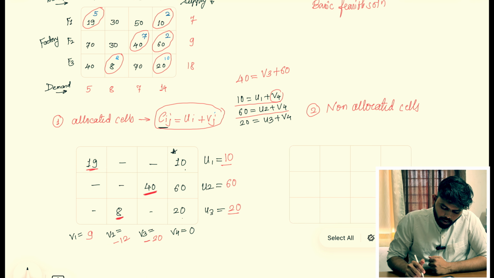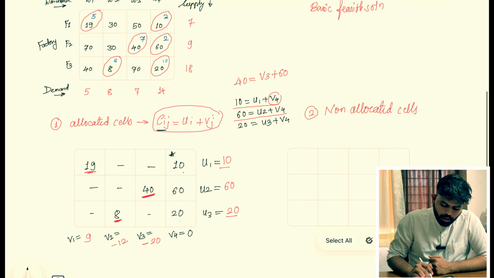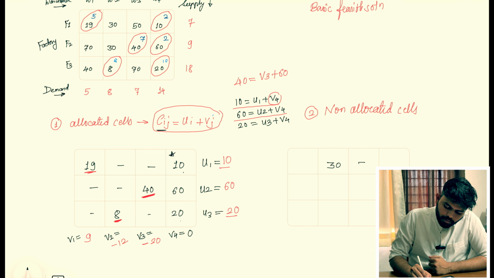Now let us write down all the cell values which are not allocated. In the previous matrix we have written allocated cell values. Now we will write non-allocated. So we have 30, 50, 70, 30, 40 and 70. All other cell values we will write down dash.